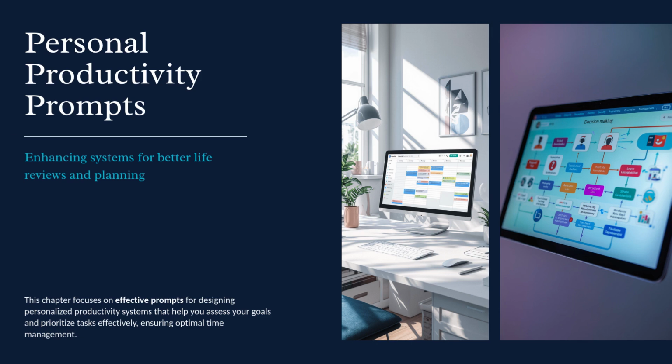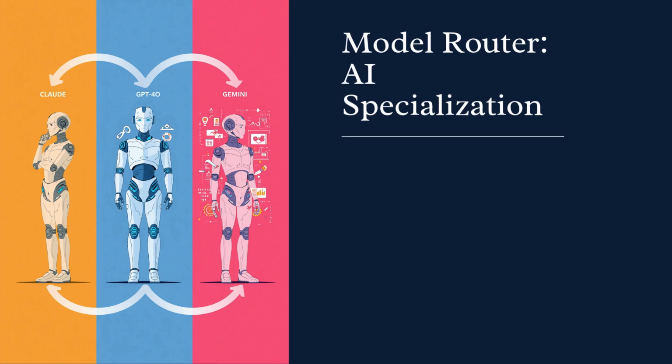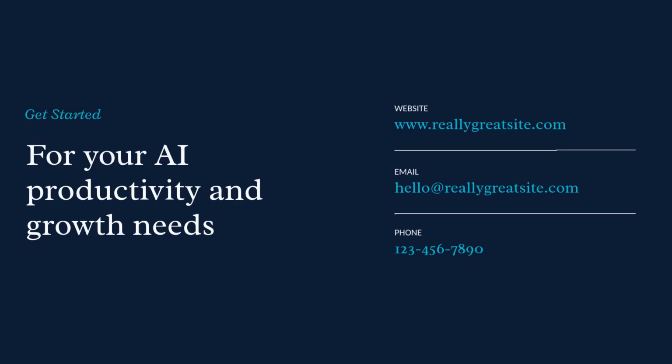Most people never think to ask for it. Now you have it automatically. Chapter 9. Customer research, user interviews, churn analysis, persona building, NPS interpretation, win and loss analysis. The prompt most companies skip and then wonder why their product does not grow.